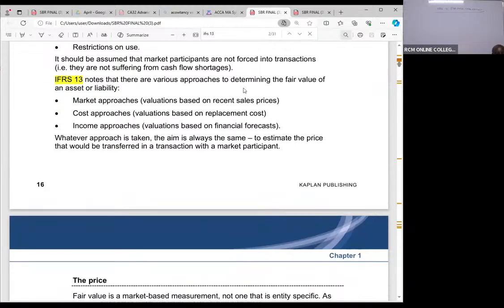IFRS 13 notes that there are various approaches to determining the fair value of an asset or liability. So we have the market approach: valuations based on recent sales prices. All right. So I would want to sell, in this case, my Toyota Fielder. I'll ask myself, is there any Fielder that has been sold? If I go to the market, I'll be able to know how much Fielders that were sold last week were fetching. If they're fetching $1 million, then I'm sure I'll be able to sell my Fielder at that amount. So for any Fielder that I have at the moment, in the books of the business, I should be able to maintain that Fielder at this particular market value.